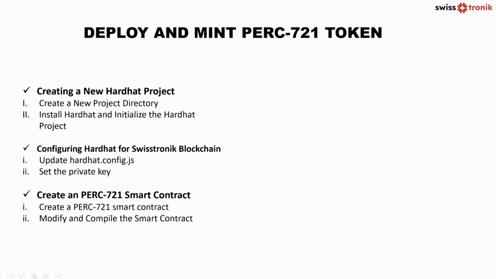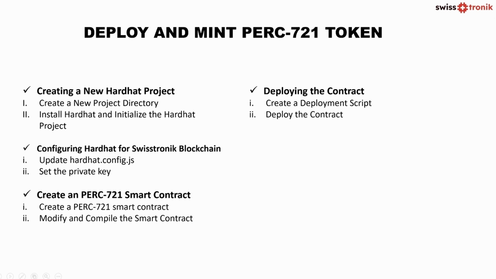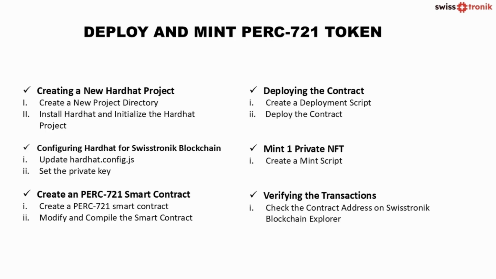After this, create a private ERC 721 smart contract and also modify and compile the smart contract. Next, deploy and mint one NFT with the private ERC 721 contract to the Swisstronik network, and finally, we'll verify the transaction on the Swisstronik blockchain explorer.